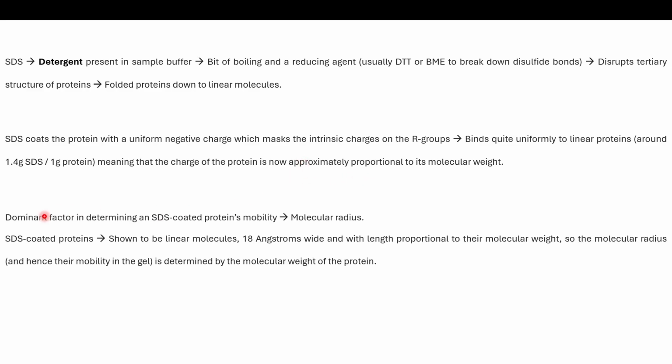Now, the dominant factor in determining an SDS-coated protein's mobility will be the molecular radius. It has been shown that SDS-coated proteins are linear molecules, around 18 angstroms wide, with length proportional to their molecular weight. So the molecular radius, and hence the mobility in the gel, is determined predominantly by the molecular weight of the protein. Okay.